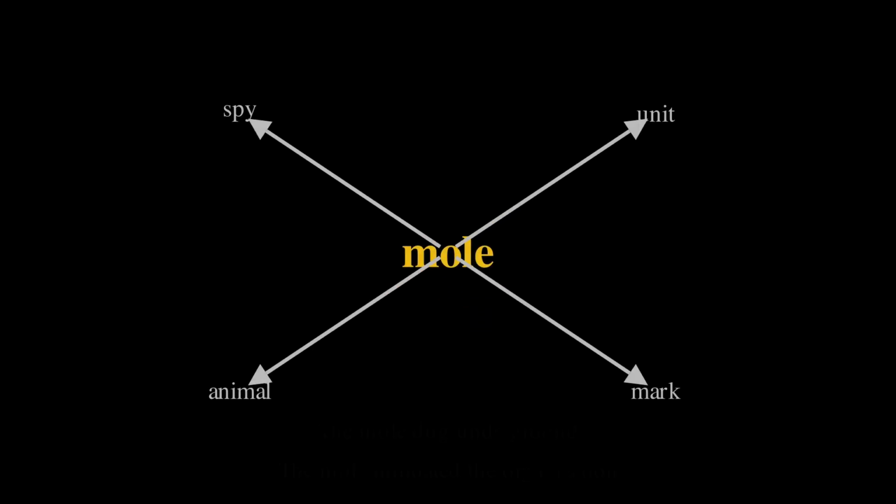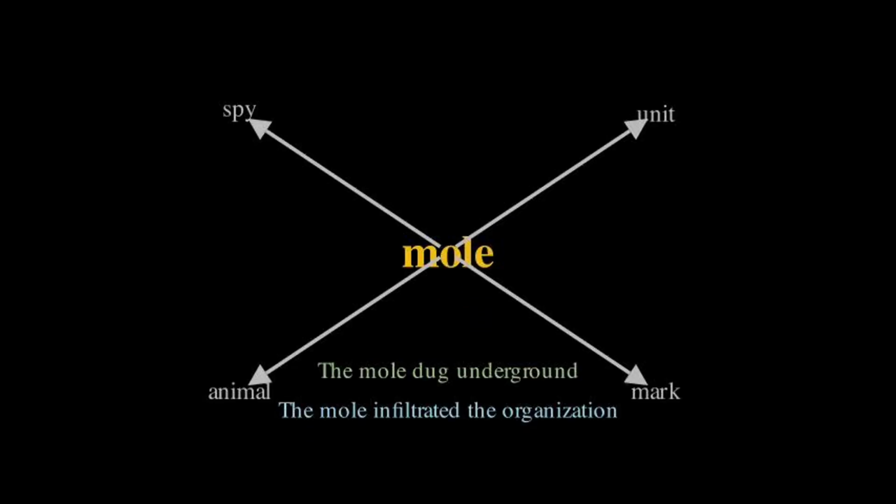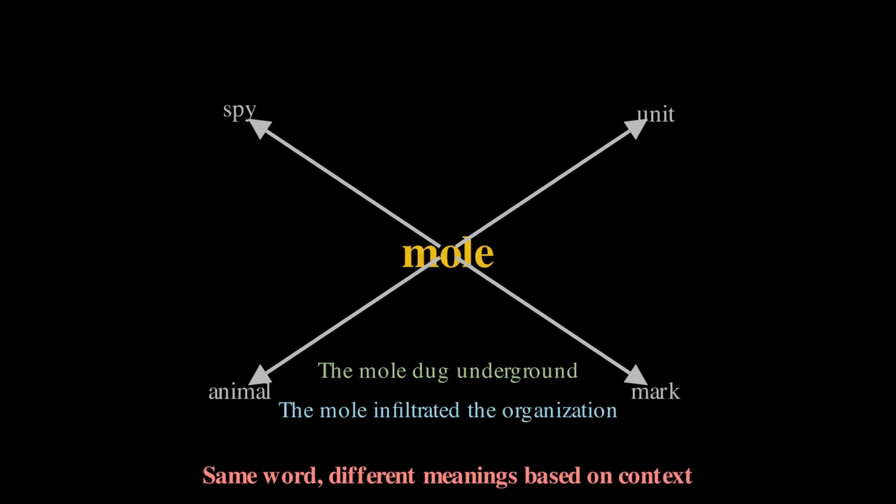This is good progress, but we still have a problem: context. A word's meaning changes with context. For example, the word mole can mean a spy, a unit of measurement, an animal, or a mark on someone's face. In our current representation, all these meanings would have the same vector representation, but they clearly mean different things depending on the words around them. We need a way for words to understand their context.